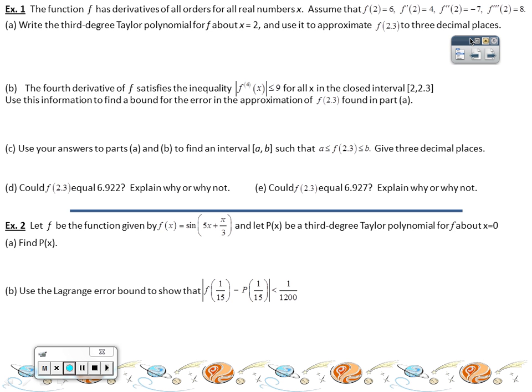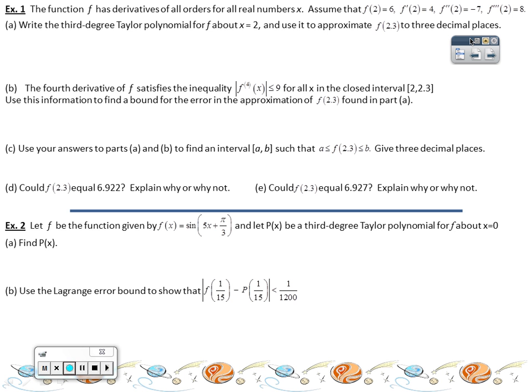Okay, for our first one, we're kind of handed everything. We do have to find the third degree Taylor polynomial, but we don't have to find derivatives and derivative values in order to do so. They already give us the derivative values.